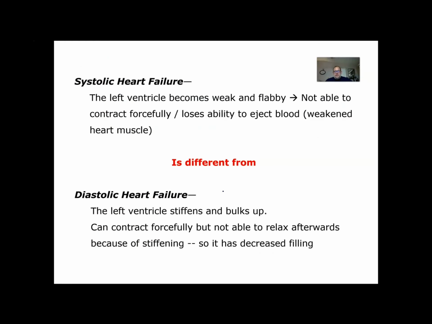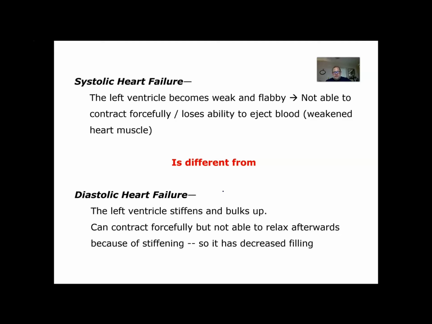In systolic heart failure, the left ventricle becomes weak and flabby, not able to contract forcibly, and loses the ability to eject blood. Remember the balloon we talked about earlier: if you keep filling it up with air, and there's a lot of pressure and the volume's always there, it keeps stretching out the heart. After a while, when you blow up a balloon, it doesn't have the ability to reclose or contract tightly again. That's kind of what you're looking at in systolic heart failure.